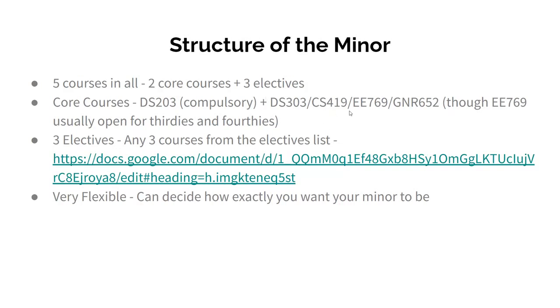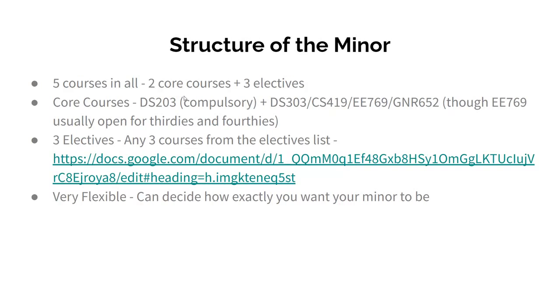Both of these are minor courses offered in slot 5. Usually they run in the spring semester. DS203 runs in the autumn semester. And then you have E769 and GNR 652. E769 is usually open only for 30s and 40s, and GNR 652 can be taken anytime by anyone. And even this course runs in the spring semester.